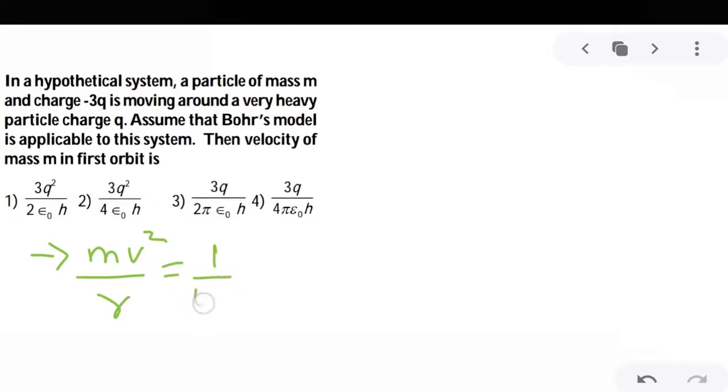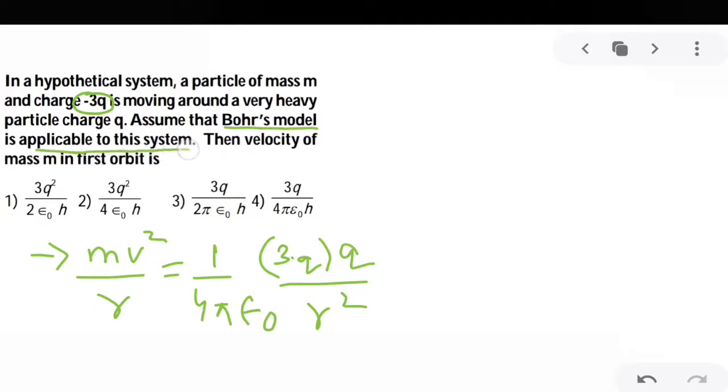So that is 1 by 4 pi epsilon naught, 3q multiplied by q divided by r square. So here when you are taking the charge, just take the magnitude. Okay. This minus sign, you don't have to take the minus sign. Okay. So this is one condition. Now it is also given that Bohr's model is applicable to this system. Now since Bohr's model is applicable, that means Bohr's quantization condition is applied.